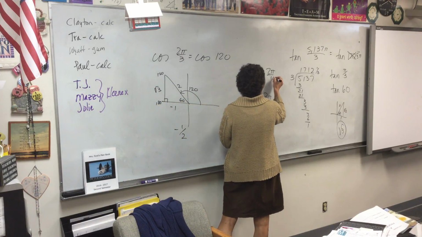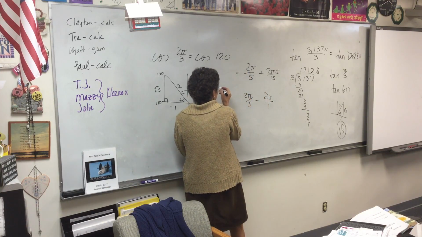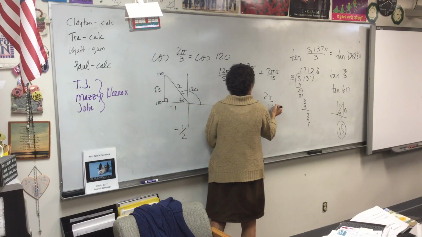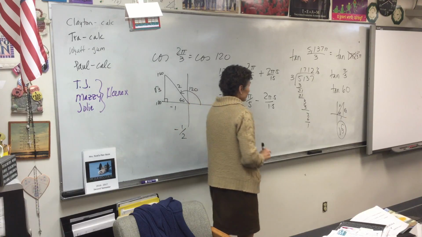So I'll get my common denominator. What's my positive one going to be? 12 pi over 5. What's my negative one going to be? Negative 8 pi over 5.